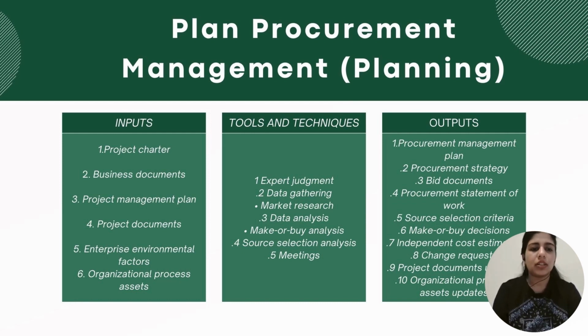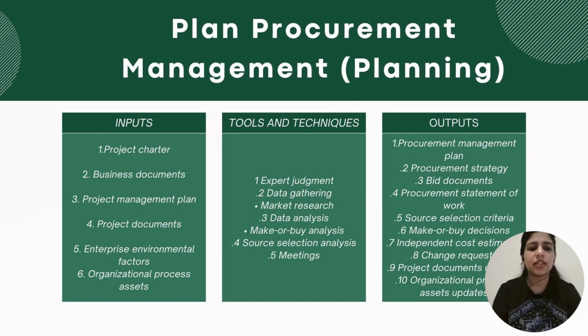Procurement statement of work is a document that outlines the scope of work to be performed by the supplier or contractor in the procurement contract. Source selection criteria are the factors that are used to evaluate and select the supplier or a contractor during the procurement process. Make or buy decision is a process of determining whether to buy a product or to make a product or service in-house, or purchase a product from an external supplier.